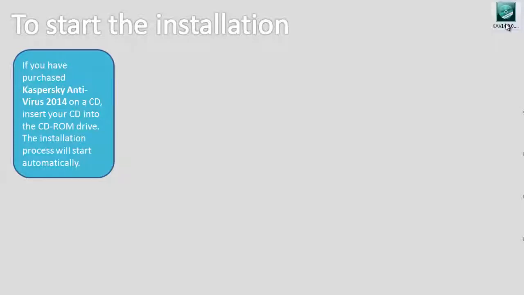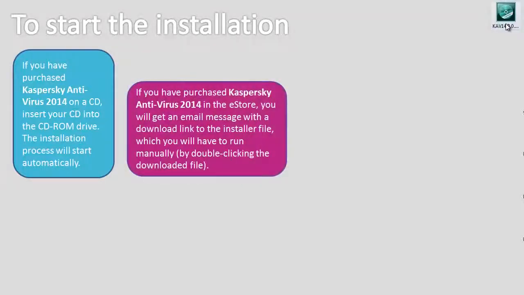To do this, open the install folder on your CD via Windows Explorer and double-click the installer file with the .exe extension. If you have purchased Kaspersky Antivirus 2014 in the eStore, you will get an email message with a download link to the installer file, which you will have to run manually by double-clicking the downloaded file.